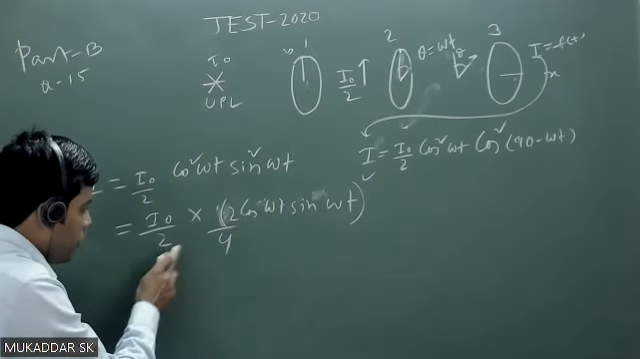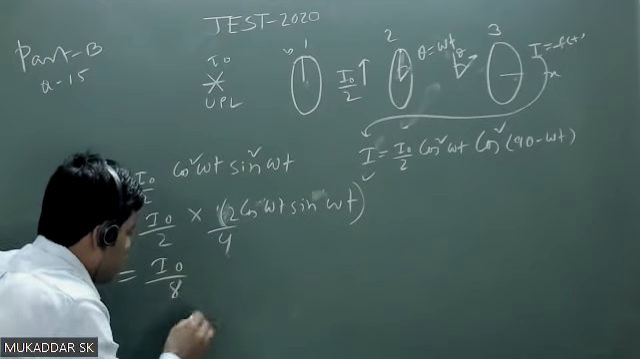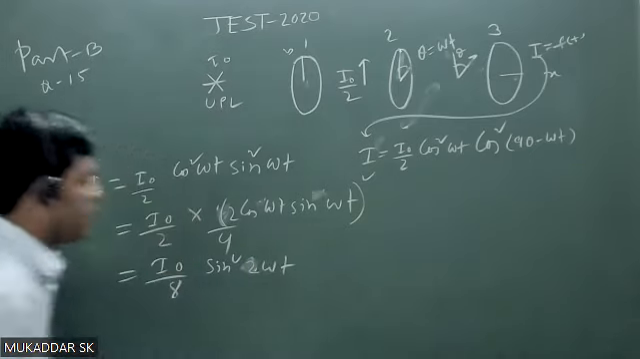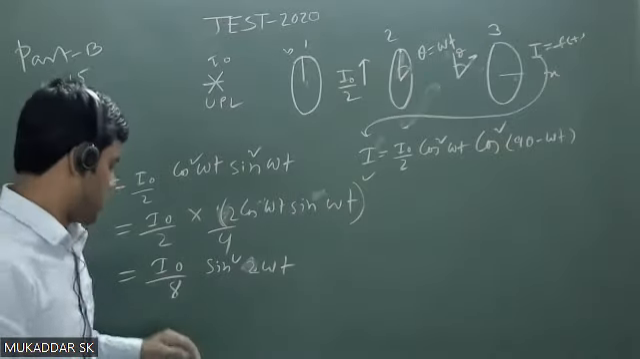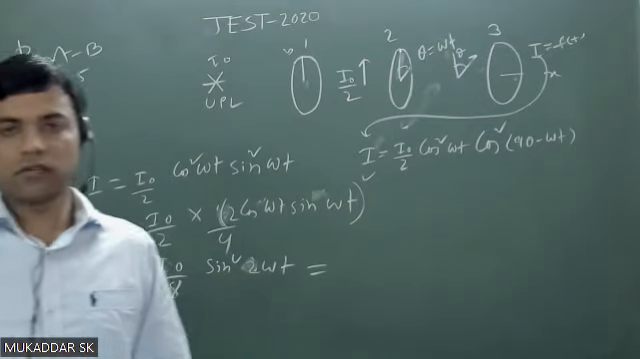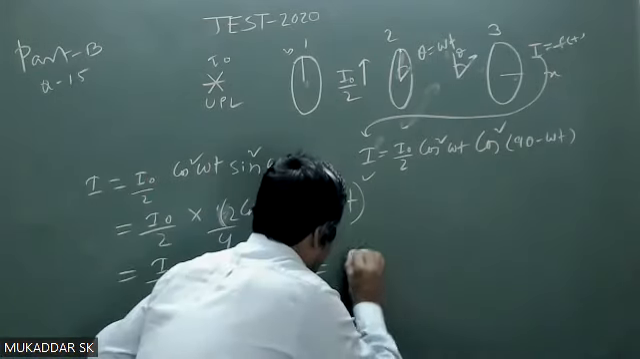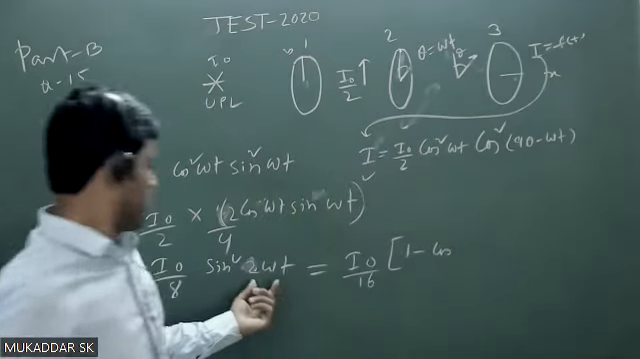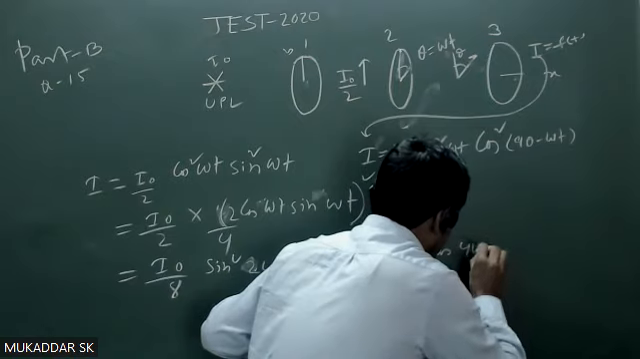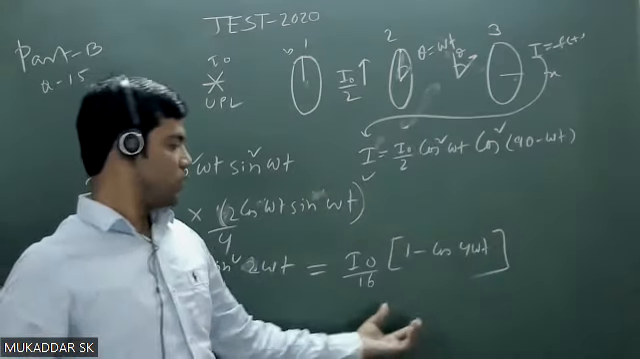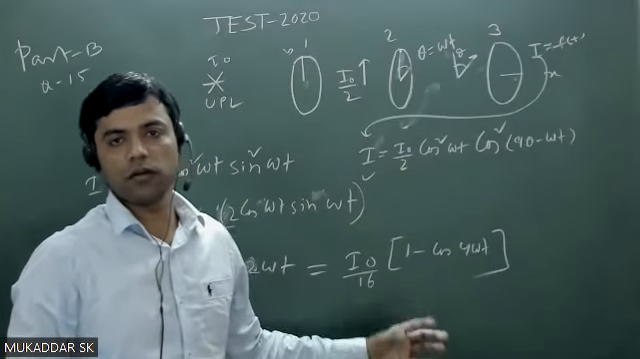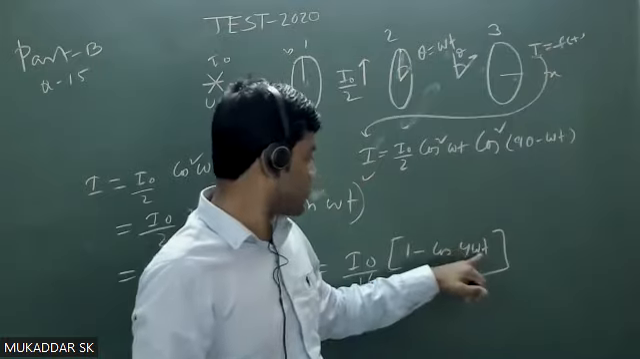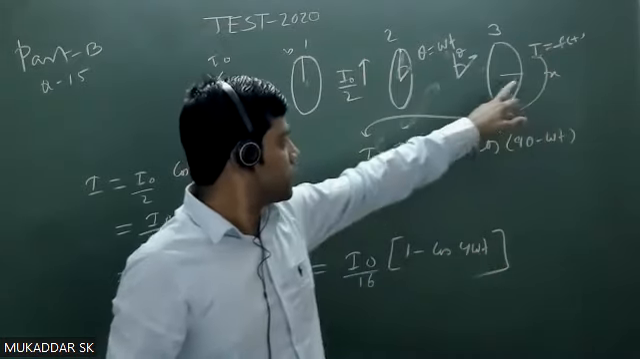So you will have 2 into 4, that is 8, I naught by 8 into sine square of 2 omega t, because here theta is omega t, so this will be sine 2 theta. Now again I'll use sine square theta is nothing but 1 minus cosine 2 theta by 2. If I apply that, I'll get I naught by 2 into 8, that is 16, times 1 minus cosine of 2 into 2 omega t, that is 4 omega t. So this will be the answer: I naught by 16 times (1 minus cosine 4 omega t). The same question was asked in JEST 2021 as well. This will be the intensity of the polarized light here as a function of time. Thank you.